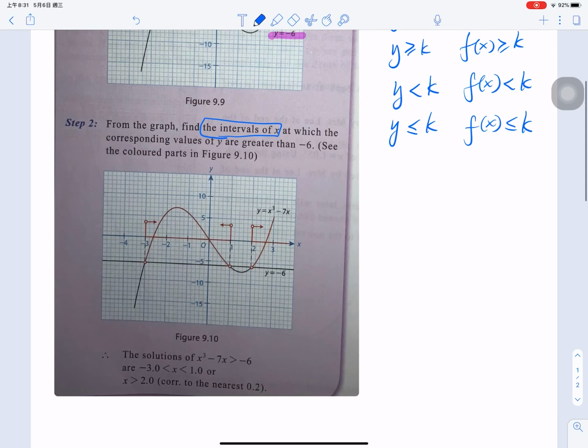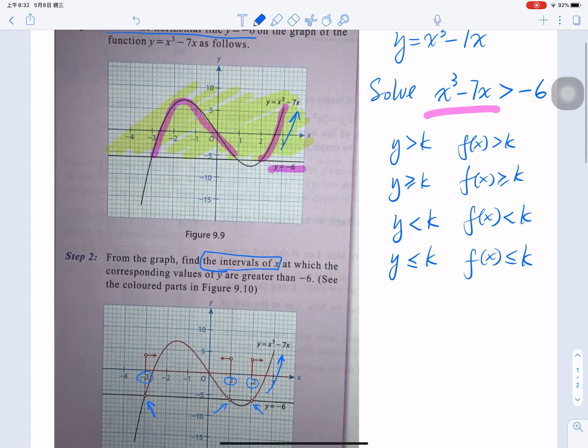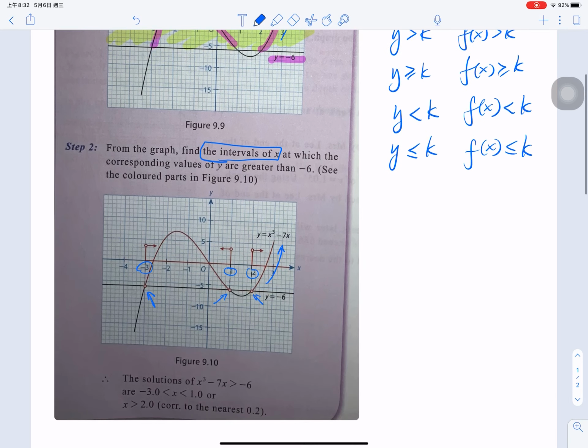So you see that from this point, negative 3, right? This point is 1 and this point is 2. And after 2, the curve is also greater than negative 6, so we take this part as well. In between this interval, the curve is greater than negative 6. So as a result, the answer is x in between negative 3 and 1.